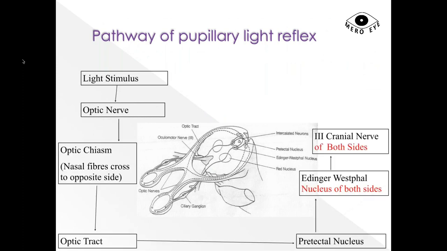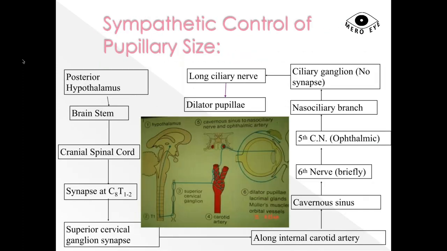Now coming to the sympathetic control of the pupillary size. The sympathetic fibers supply the dilator pupillae to cause dilatation of the pupil. They start from the posterior hypothalamus, travel via the brain stem and then to the spinal cord. At the level of C8 to T1 to T2, the first synapse occurs. From there, the second synapse occurs at the superior cervical ganglion.